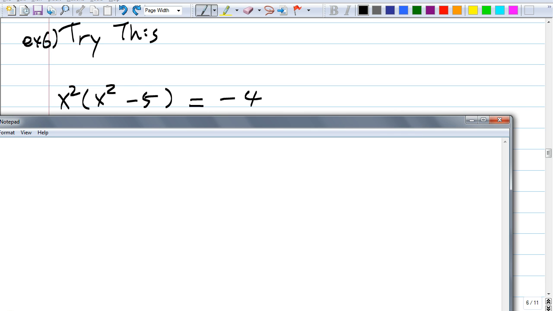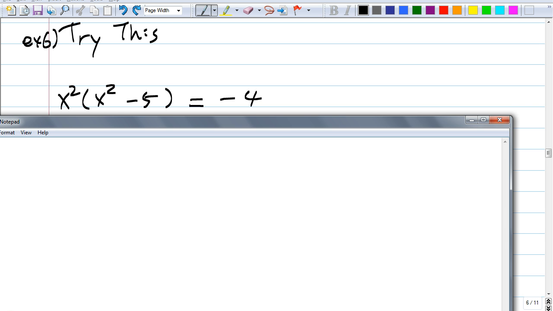Here's the last example for the day. Try this yourself. Don't talk to anybody. See if you could do it by yourself, because this is kind of interesting. x squared times x squared minus 5 equals -4. By the way, isn't this nice? It's already factored. Isn't that great? Not necessarily in this case. This time it doesn't really matter if the left side is factored.